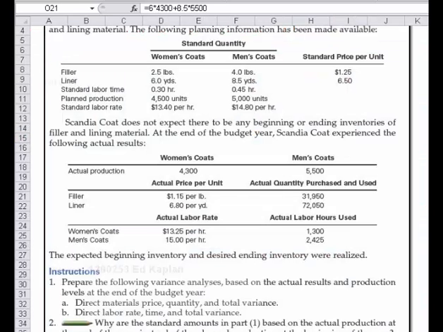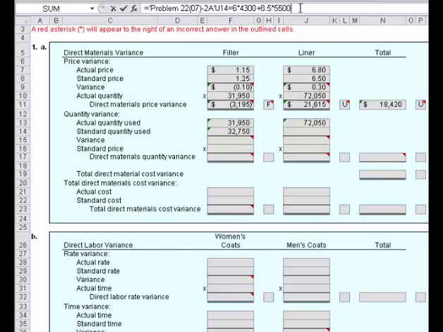Alright, so to find the standard quantity allowed for the production we had, we know that the filler takes 6 pounds, and we made 4,300, so 6 pounds times 4,300 gives me the quantity. You can see it right here in this section. Oh, and now I typed over it and lost it, so just look above my mouse here. That gives us the standard quantity to make the women's coats, and then we have 8.5 yards to make a coat, using liner material, times 5,500. So I've got that formula right there that needs to be dropped into here. Okay, so 6 times 4,300 plus 8.5 times 5,500 gives us the standard quantity used for filler and liner.